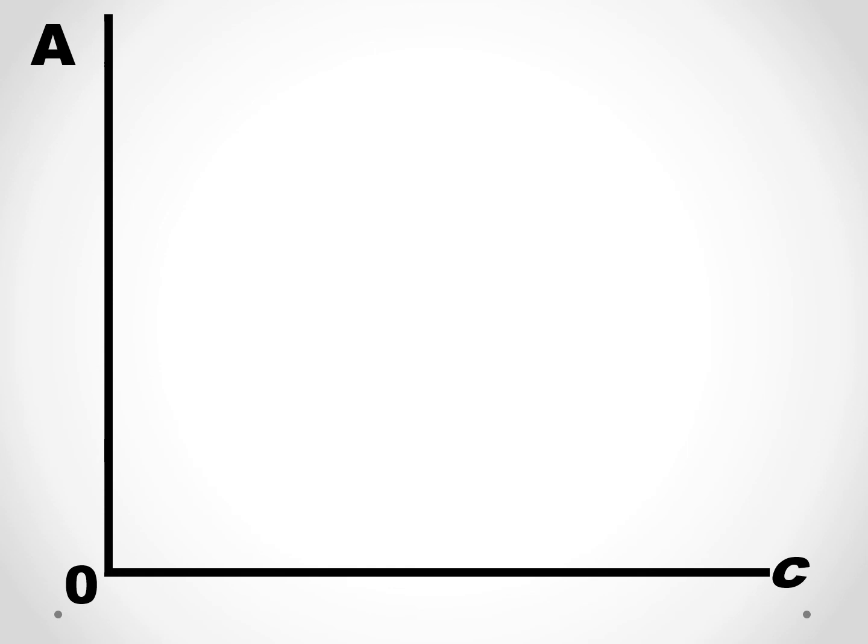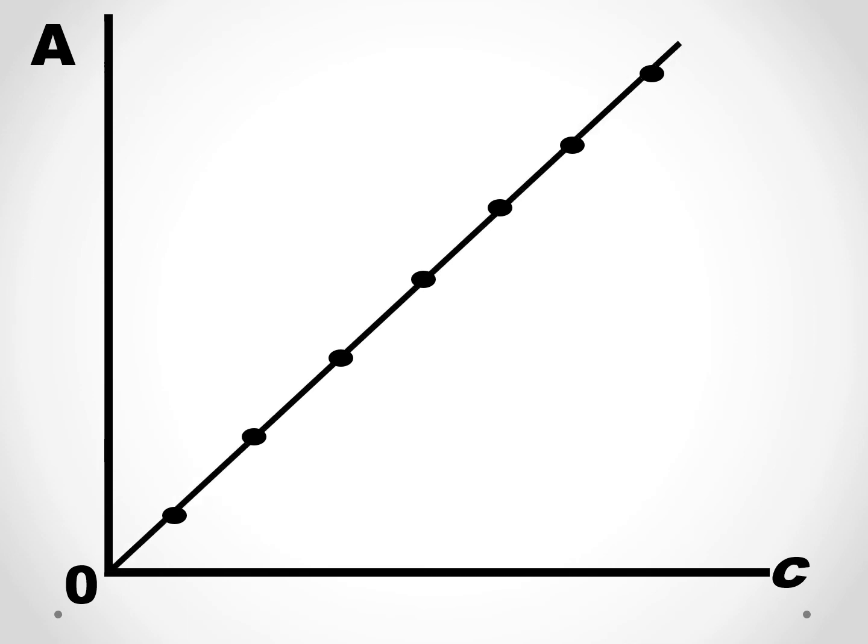Now suppose you are plotting a graph between A and C using that equation, A is equal to epsilon CL. Using that equation, if you plot a graph, you get several points like this, and if you join these points, you will get a straight line which passes through the origin. From that we can calculate the value of epsilon.